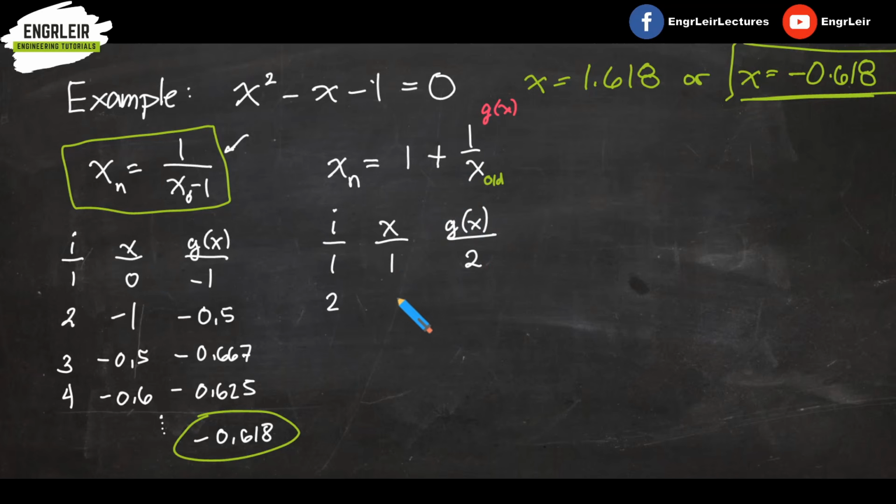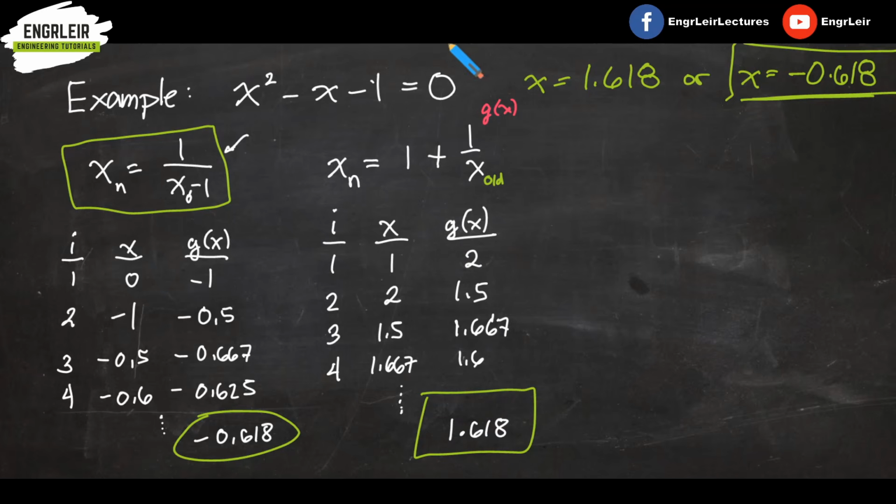For the second iteration, yung g of x, yun yung magiging value of x natin. Pag sinubstitute mo yan doon, ang makukuha mo, 1.5. Then, for the third iteration, 1.5 na yung bagong value ng x. And g of x will come out as 1.667. Fourth iteration. So, tuloy lang natin gagawin, hanggang mag-arrive tayo na yung value ng g of x or yung x natin, makuha natin 1.618. Using another form ng equation na naka x equals g of x, makuha natin yung isang root.